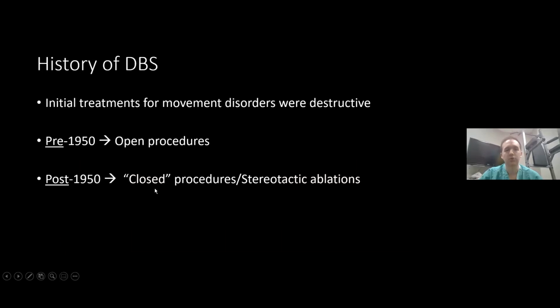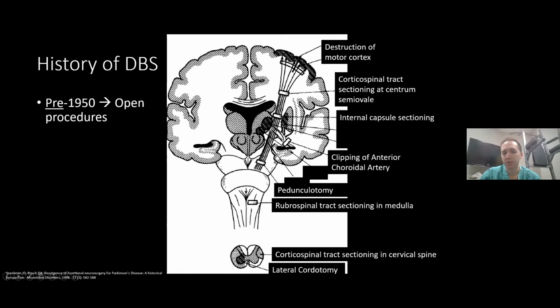Looking at the history of the treatments for Parkinson's disease, which fits in the same evolution of DBS, it's really around the 1950s where everything changed. Pre-1950, everything was an open procedure, and everything after 1950 more or less was a closed procedure. These are the kinds of procedures they were doing before 1950, and I'll go through them sequentially. People were taking motor cortex, they were sectioning the corticospinal tract in various places just to basically stop the motor output completely.